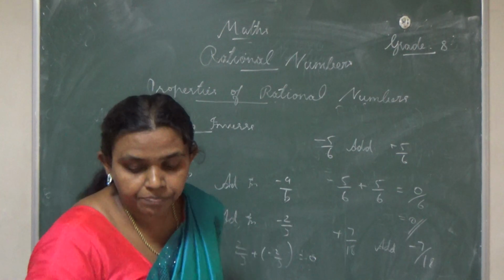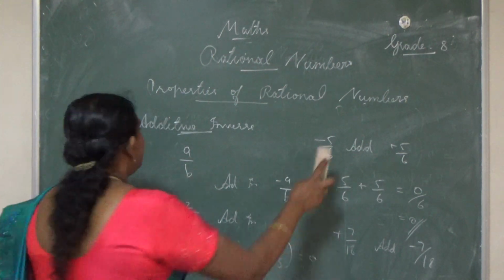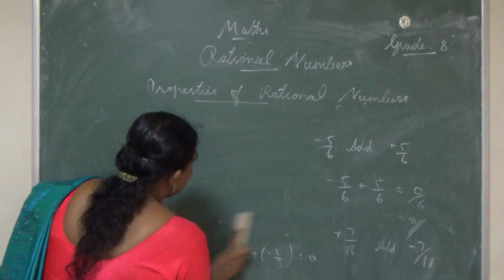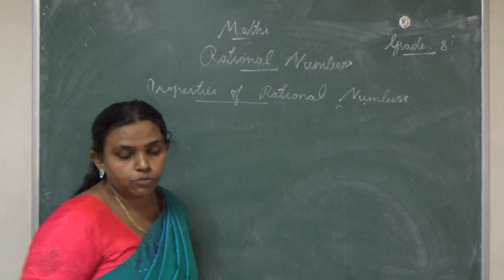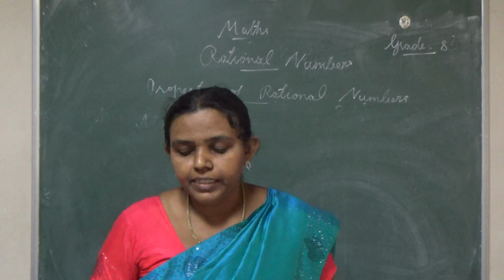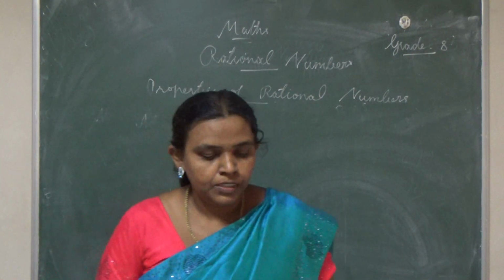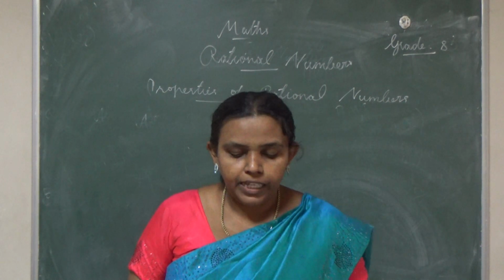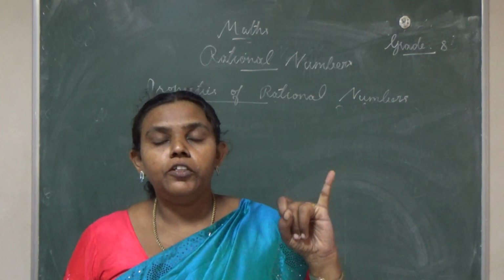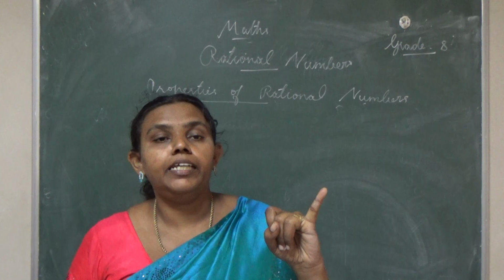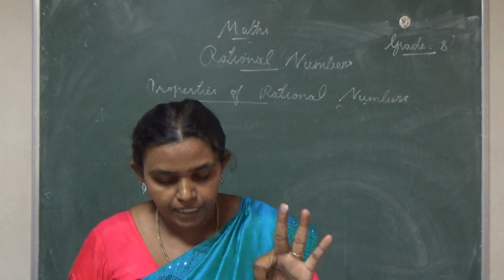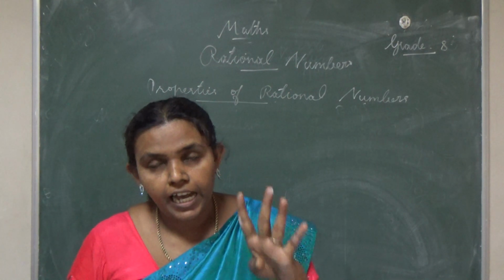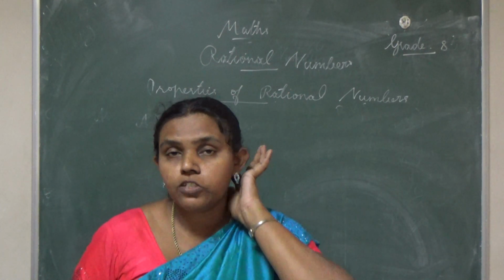Okay. So we will do some problems. So these are the 5 properties. Today we will complete additive identity. We have few problems. After completing the few problems, we will find out. Okay. So once more: closure property, commutative property, associative property, additive identity, additive inverse.